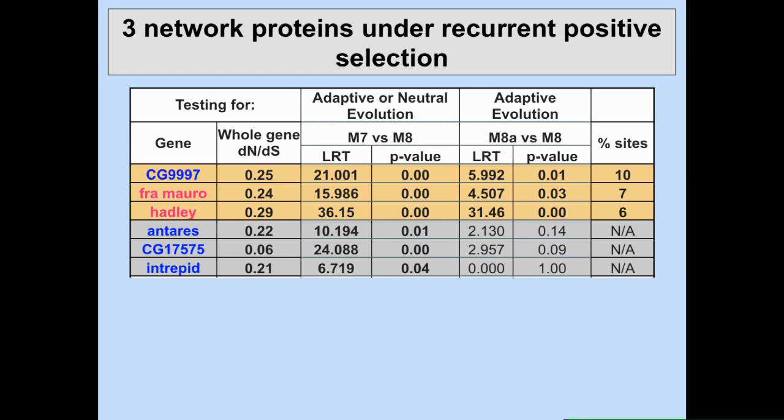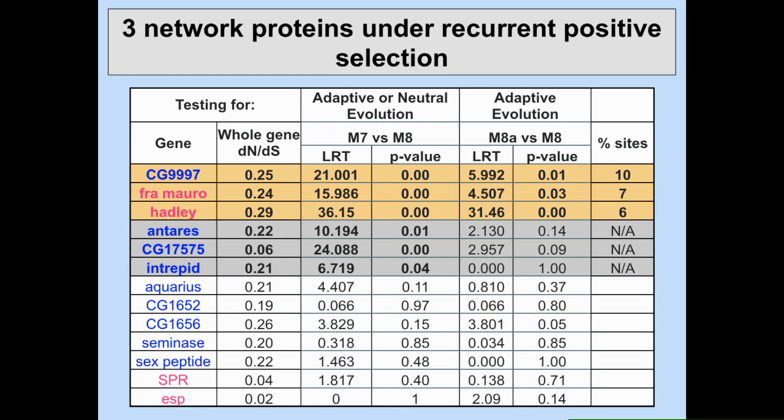Antares, CG17575, and Intrepid are evolving under neutral evolution based upon their significance in the M7 versus M8 comparison, but not in the M8A versus M8 comparison. And finally, the rest of the sex peptide network proteins are evolving under purifying selection as they were significant for neither test. And so as you can see, the majority of the genes in the sex peptide network are evolving under purifying or neutral evolution, suggesting conservation of these network proteins over time.